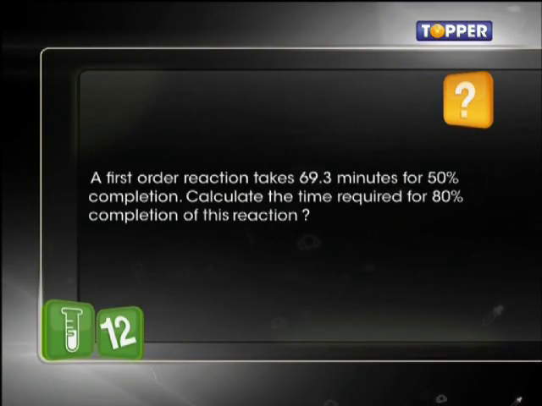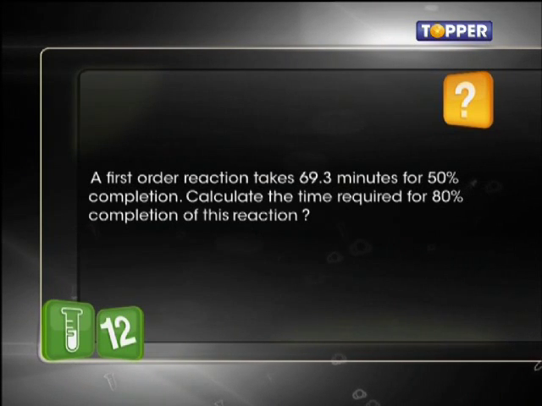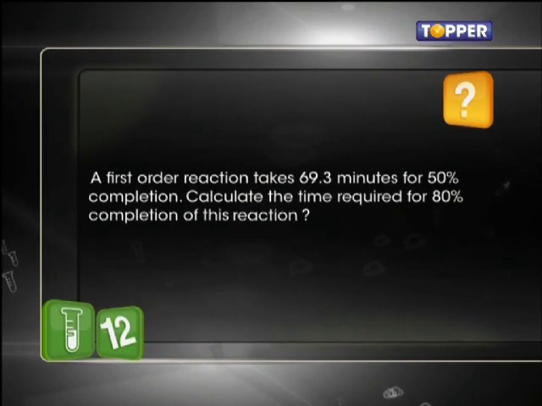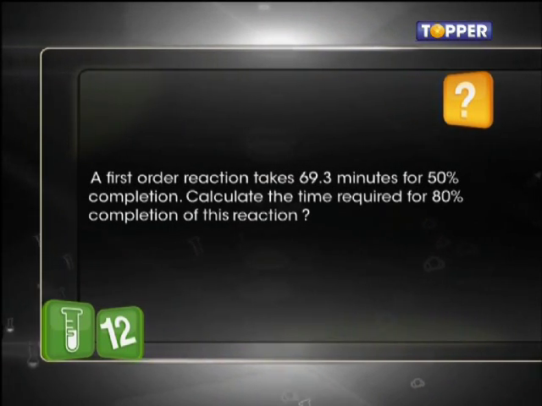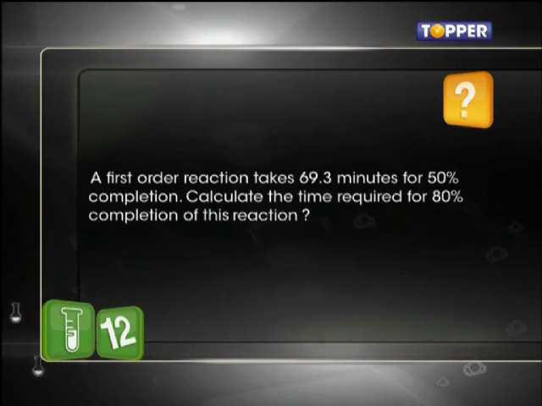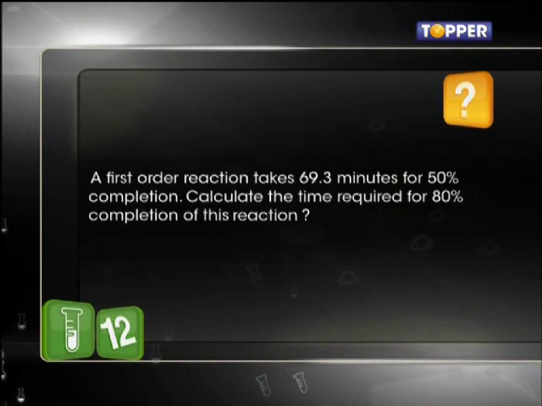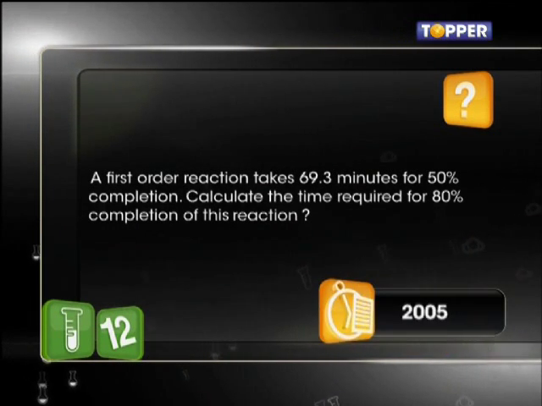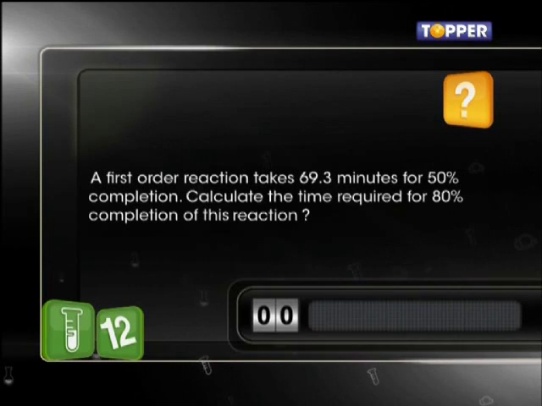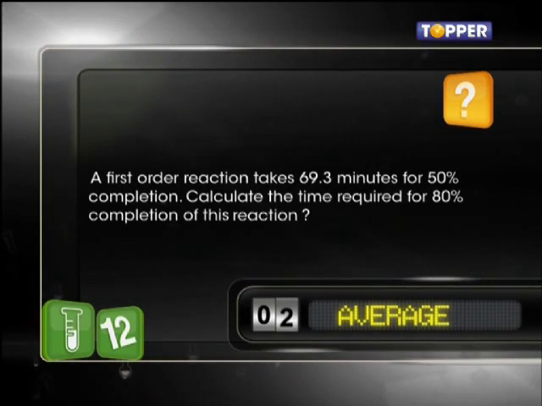A first-order reaction takes 69.3 minutes for 50% completion. Calculate the time required for 80% completion of this reaction. This question came in CBSE 2005 exams for 2 marks.